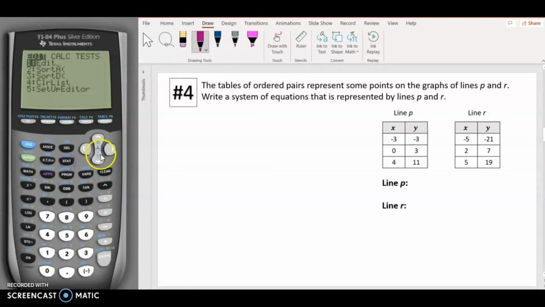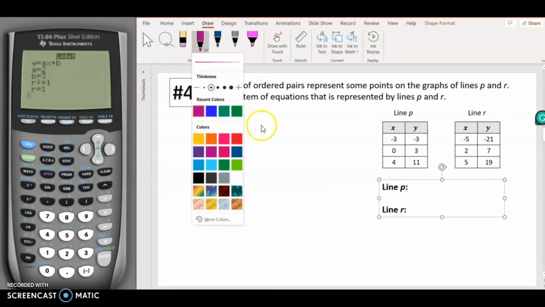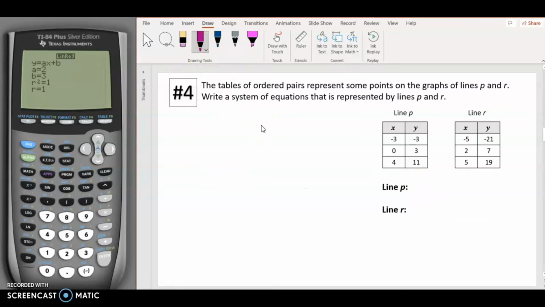Then I click Stat, arrow right to calculate, choose option 4, hit enter, and then keep hitting enter. And it tells me that the equation is y equals 2x plus 3. So that will be the equation that represents line P. So I have y equals 2x plus 3. Now let's write the equation of line R.